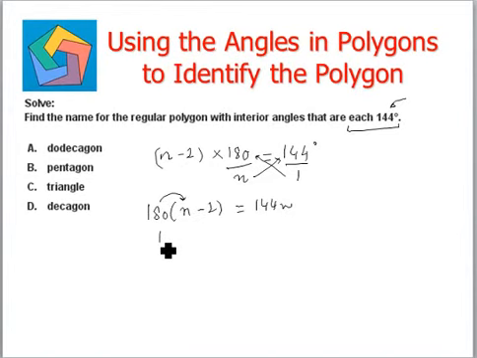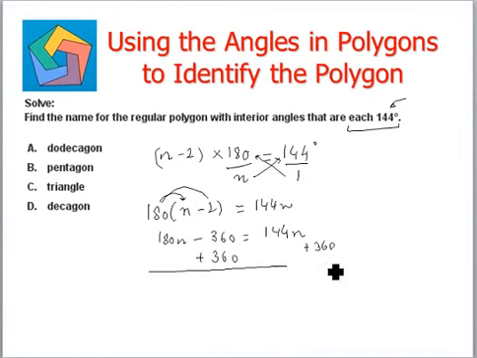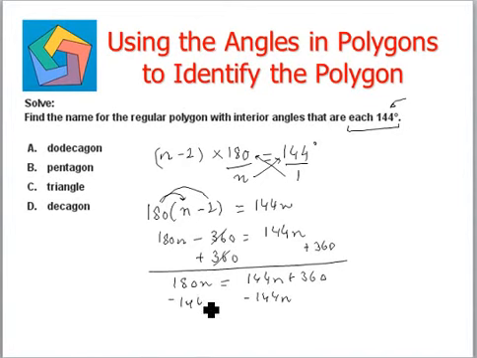We'll apply the distributive property. So 180n minus 360 equals 144n. First we'll move 360 to the other side by adding 360 to both sides. So here this becomes 0. 180n equals 144n plus 360. We subtract 144n from both sides. This is 0. 36n equals 360.